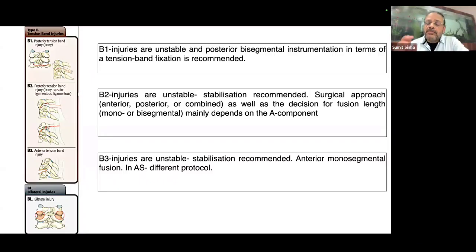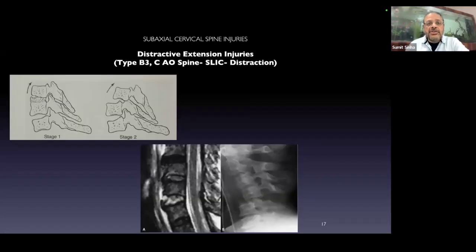For example, if a burst fracture, a type A4 fracture, is also there along with the B injury, we have to deal with it 360 degrees. You have to do a corpectomy from the front and fix it from the back. So this is how it is done in type B injuries. Let's see these injuries.